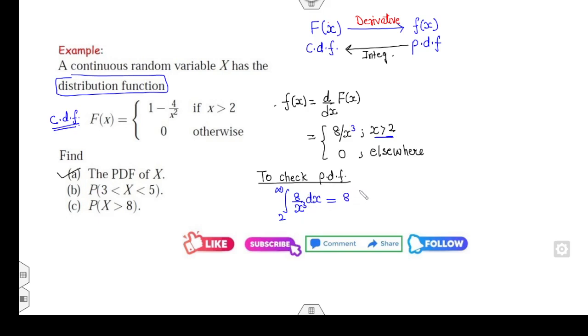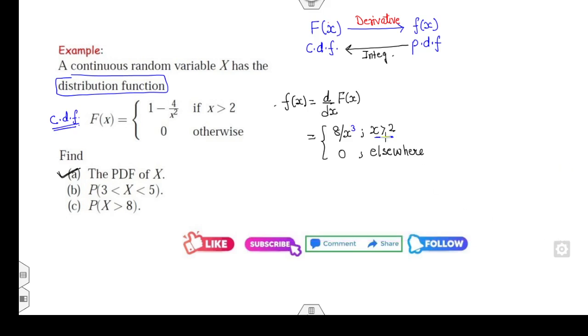8 will be outside. That is 8 times x raised to power minus 3. So what is the integration of this part? It is 8 x raised to power minus 2 over minus 2 from 2 to infinity. When you substitute infinity, the answer is 0. And when you substitute 2, it is 1 over 8, minus minus plus. Again, you can see this is 1. Therefore, yes, the required f(x) is my PDF.